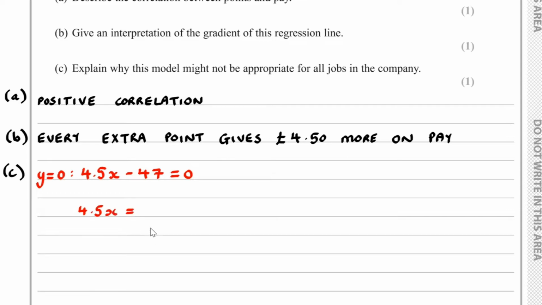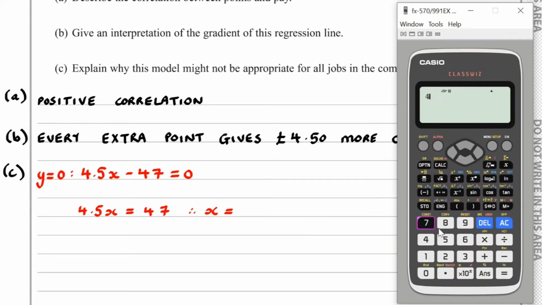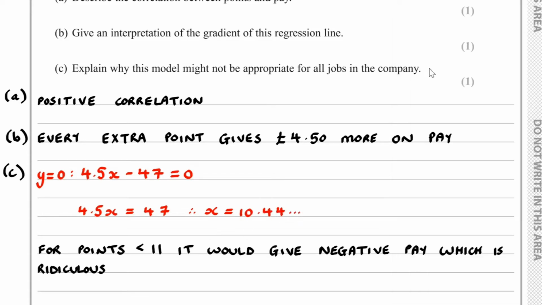And so what we have then is 4.5x = 47, and therefore if I attempt to solve for x, 47 divided by 4.5, that's 10.44, etc. What we can see then for points less than 11, we're talking whole numbers here, it would give negative pay, which is ridiculous.